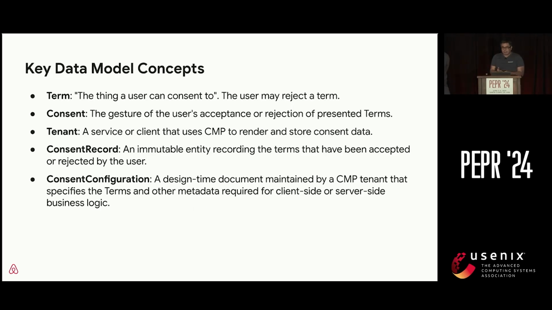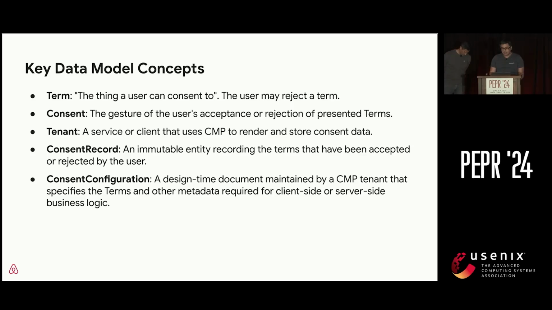So we'll start by describing the concepts that we would work with. The first concept is a term, the thing a user can consent to. So in this context, a term can have a name like strictly necessary and have a list of cookies that are covered by that category. It can also have a different meaning in the different clients. For example, in web client, strictly necessary would mean one thing, but iOS a different thing, and Android also a different thing. A term can either be accepted or rejected.